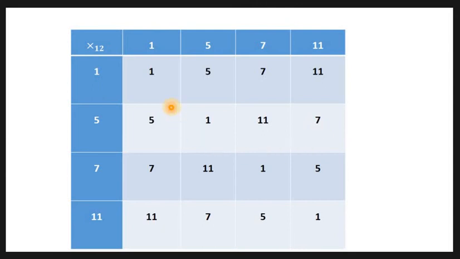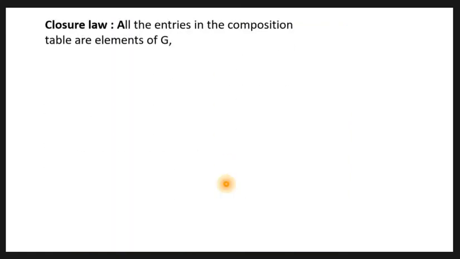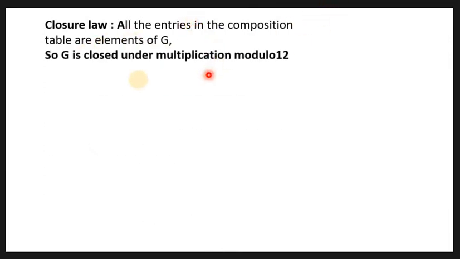Now you see in the composition table the entries are 1, 5, 7, 11, 5, 1, 11, 7. All entries belong to the group G. Therefore the closure law is satisfied. So all the entries in the composition table are the elements of G. Therefore it is closed with respect to modular multiplication 12.